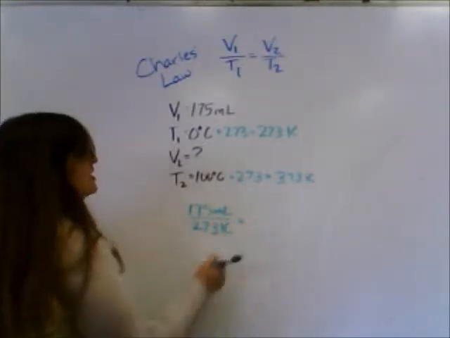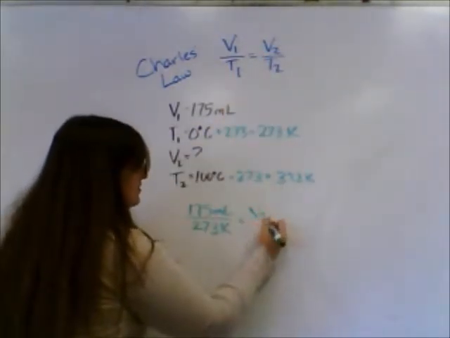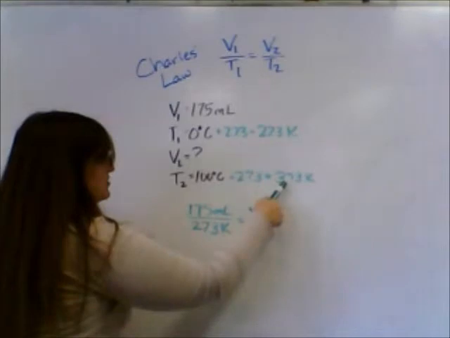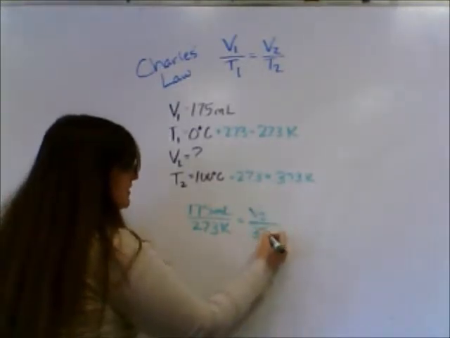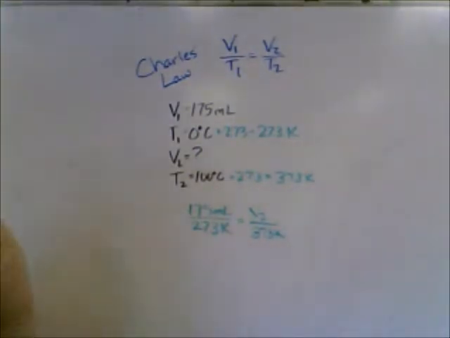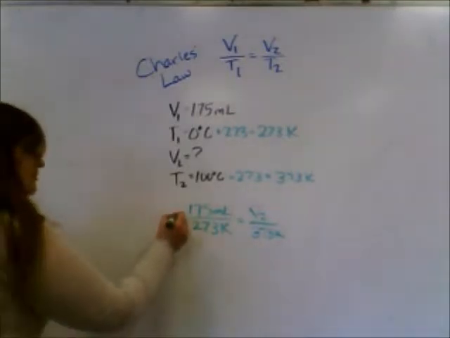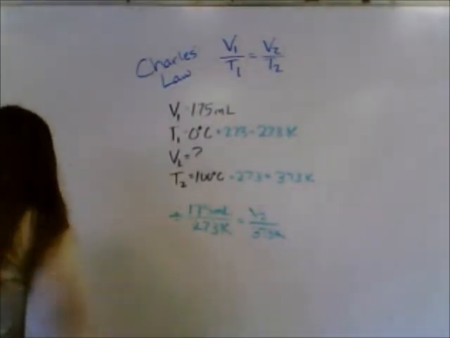And we're going to say that equals what goes in for V2, we don't know. So we're just going to leave that as V2. And what goes in for our temperature, that would be 373 Kelvin. So now what you need to do is divide this by this. So we're going to divide this by this.